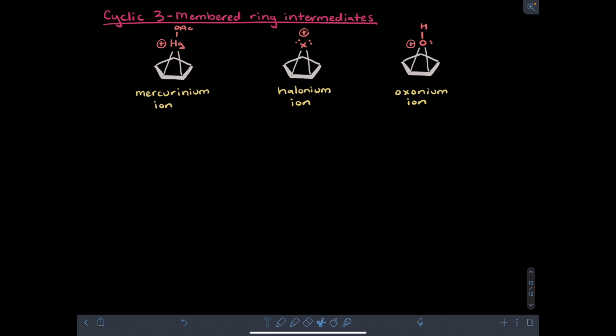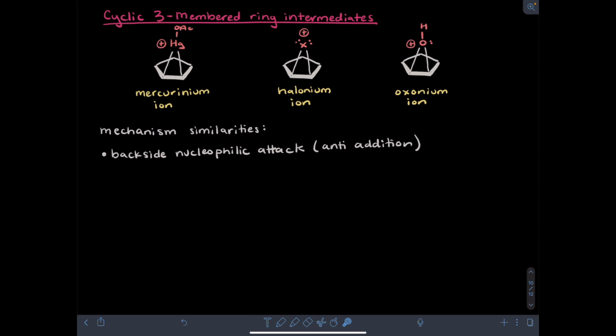To wrap up today's video, I want to draw your attention to some similarities for cyclic three-membered ring intermediates you've seen so far. We saw this in oxymercuration-demercuration as the mercurinium ion, featuring a carbon-carbon-mercury three-membered ring, where mercury has a positive charge. And in today's video, you saw two examples of cationic three-membered rings, featuring either a cationic halogen in a halonium ion, or a cationic oxygen in an oxonium ion.